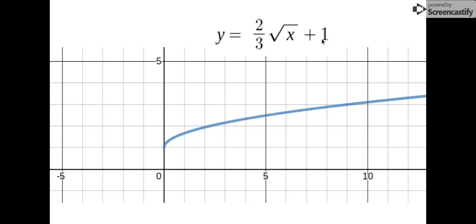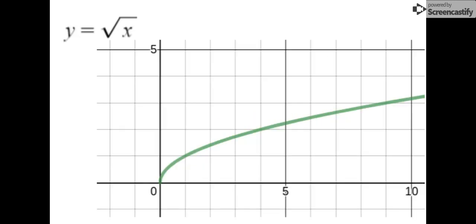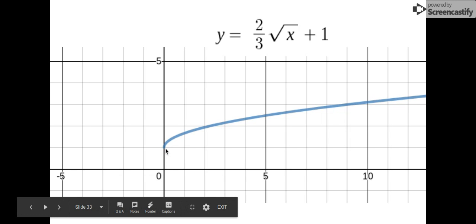And then this +1 at the end: anytime you see a number at the end of a function like this, notice it's not inside the square root with the x, it's outside. What that does is it moves your function up, because it's positive 1. So this function starts up here at the +1, whereas the other function started at the 0. So this one moved up 1.